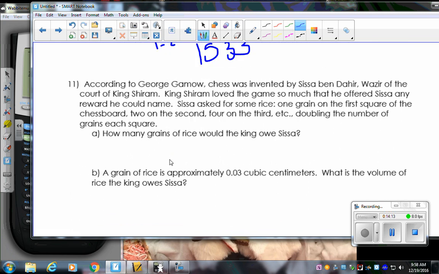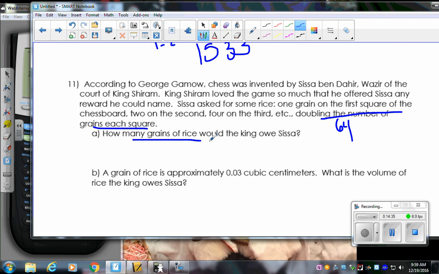All right, we've got a word problem. So it says, according to George, blah, blah, blah, blah. Let's get down to the gist of it. So it says that we're filling up a chessboard, okay? On the first square, it's 1 grain of rice. On the second, 2. On the third, fourth, whatever. So we're doubling the number of grains on each square. So there's 64 squares on the checkerboard. It goes 8 by 8. So how many grains of rice?